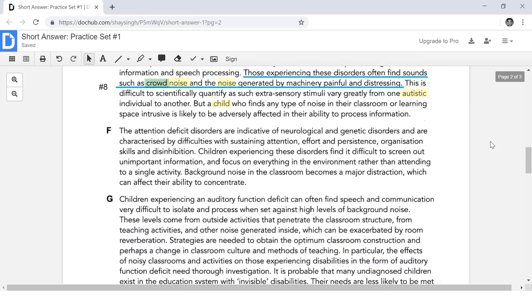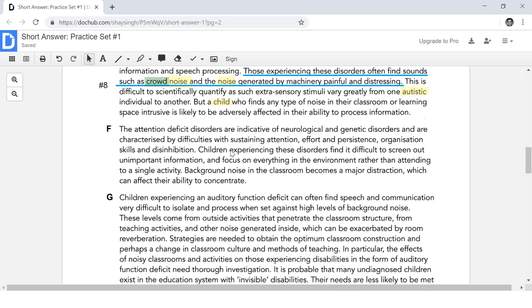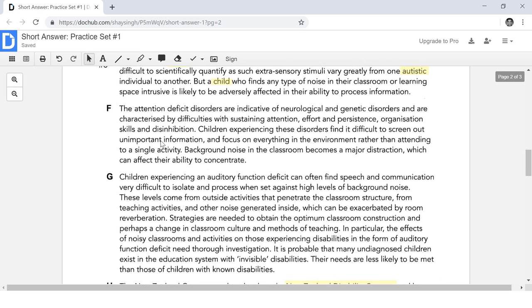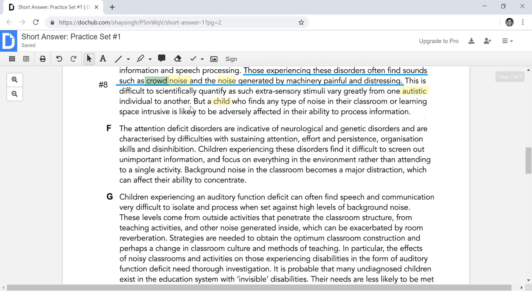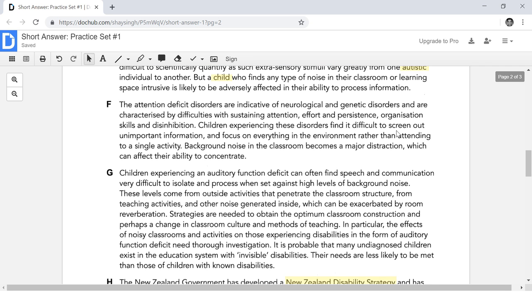So we found the answer to number 8 over here. We know that the answer to number 9 has to be somewhere in here between number 8 and the answer to number 10, since short answer questions always go in order. So let's start scanning from over here. Mainly we are looking for a term that describes hearing problems. What term describes hearing problems?